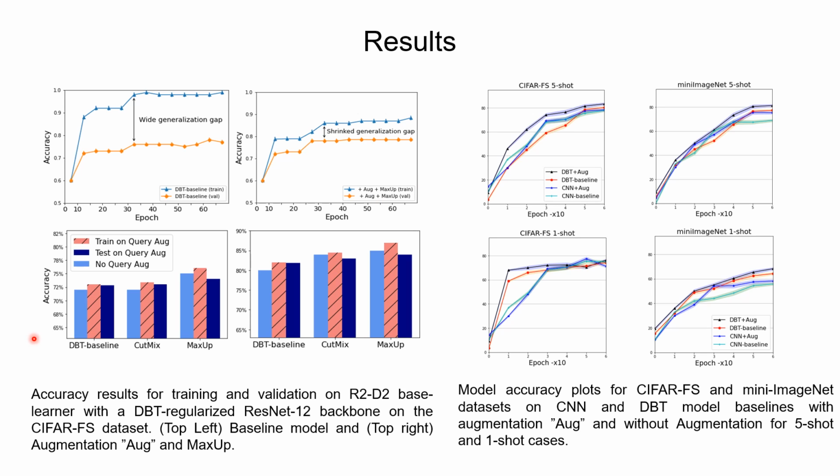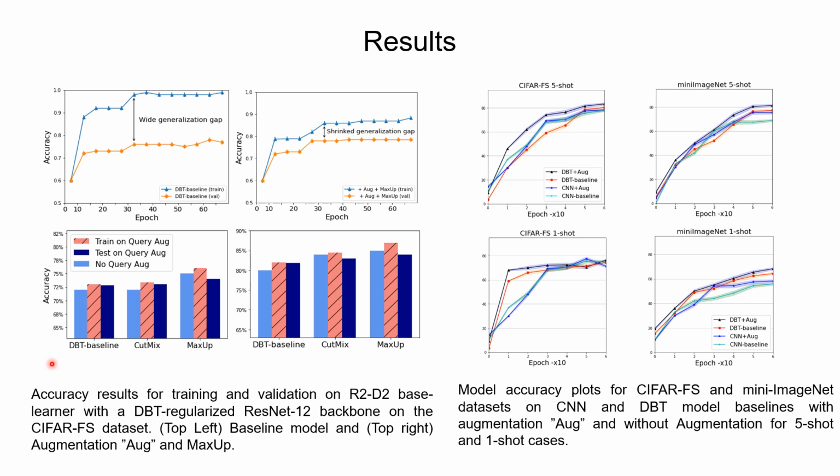Here we also showed accuracy results for on-query augmentation for the baseline, the CutMix, and the Mixup. For this first plot, we see the wide generalization gap, which is obvious because we have not implemented any form of augmentation. However, when we have augmentation included with the Mixup technique, we see a shrinkage of the generalization gap between both training and validation, which is quite impressive.